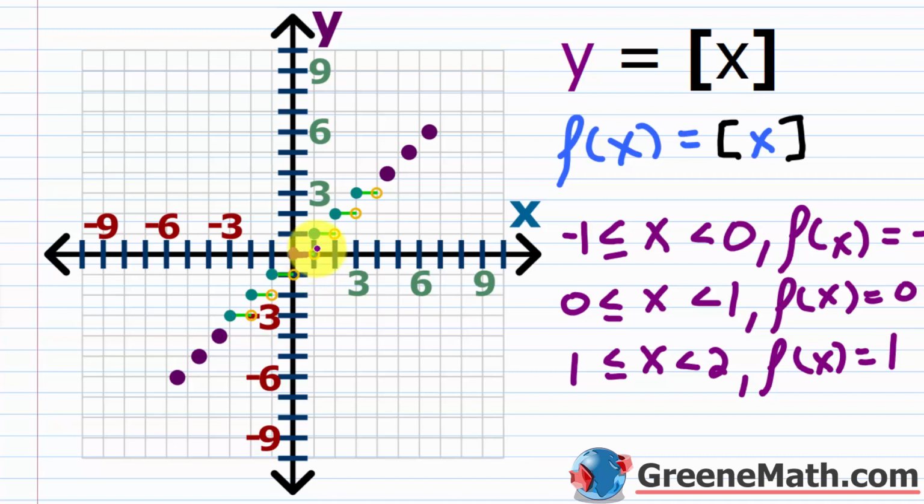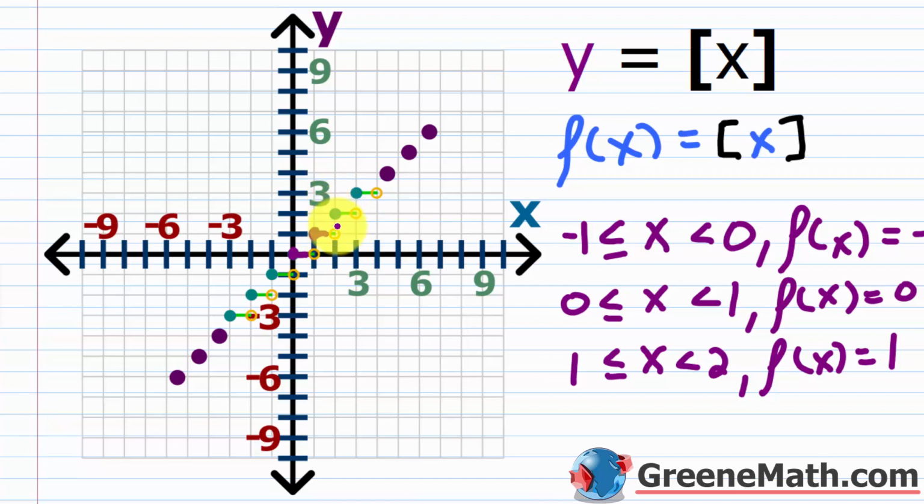Then when I get to an x value of actually 1, my y value is now going to be 1, so I've got to jump up here. So when x is 1, y is 1. That's why that's filled in, and this is not filled in. And then again, it continues. So y is going to be 1 as we increase x, going up to but not including 2. So that's why that's not filled in.